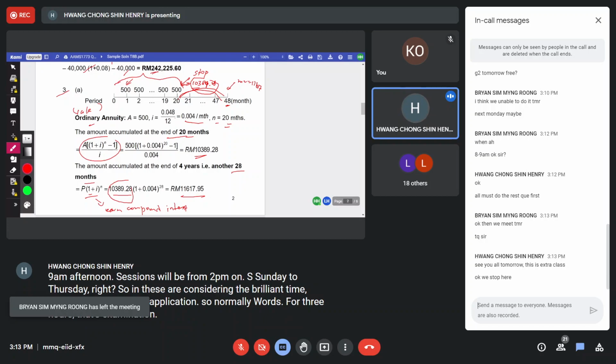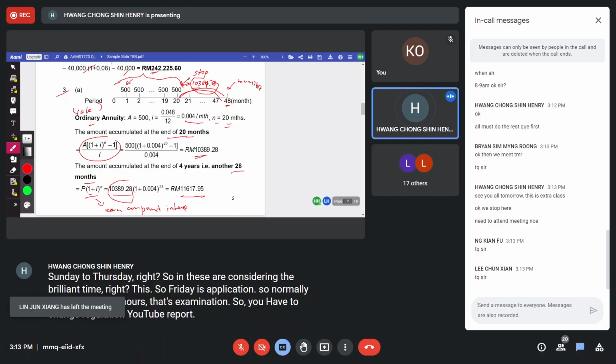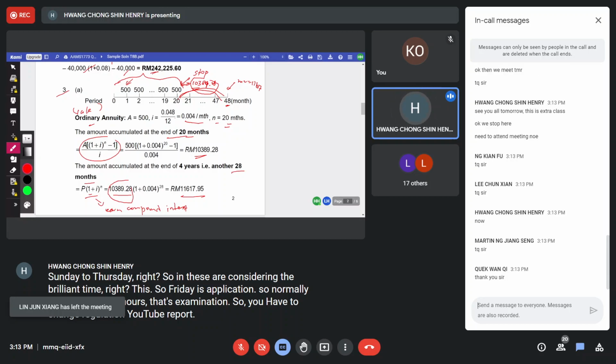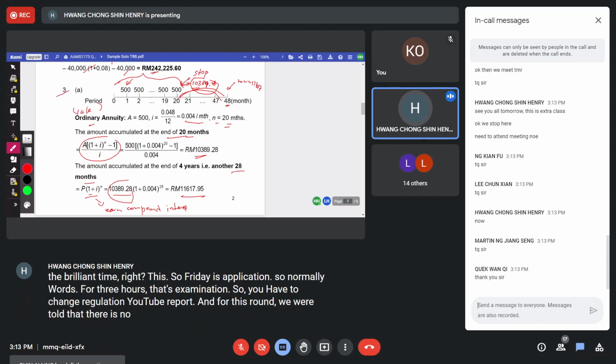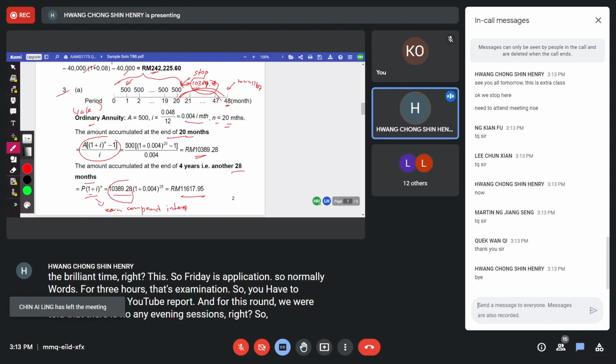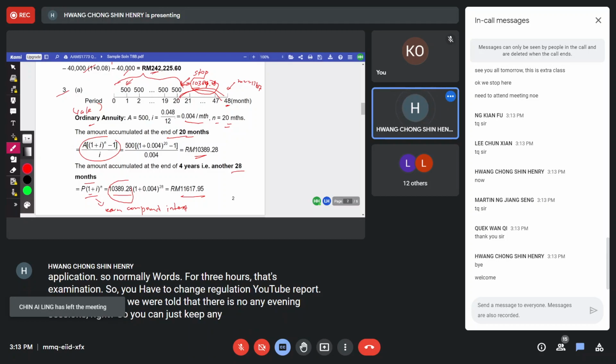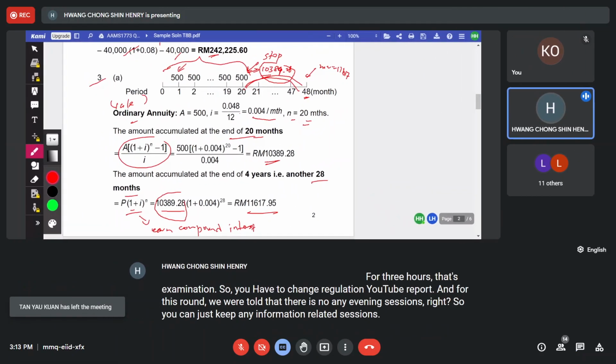It depends, so you have to check the invigilation duty report afterwards. And for this round, we were told that there are no evening sessions, so you can skip any information related to evening sessions. No Saturday also.